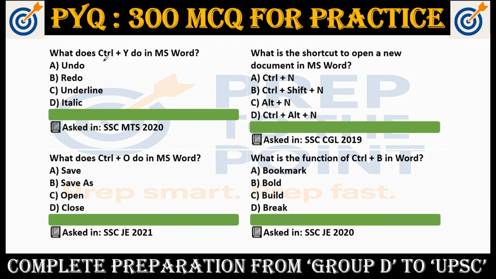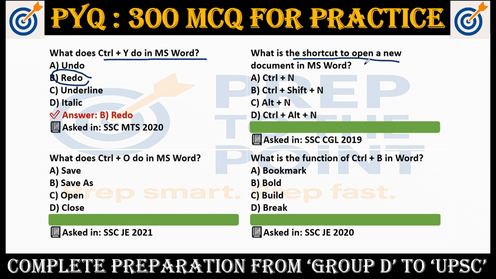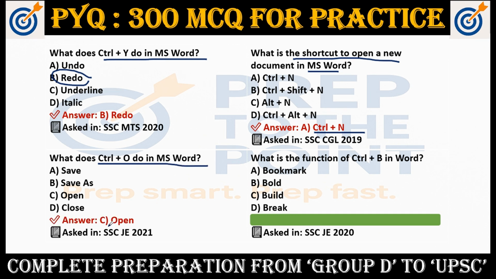What does Control Y do in MS Word? It's redo. What is the shortcut to open a new document in MS Word? Control N. N for new document. What does Control O do in MS Word? O for open. Control O, open.